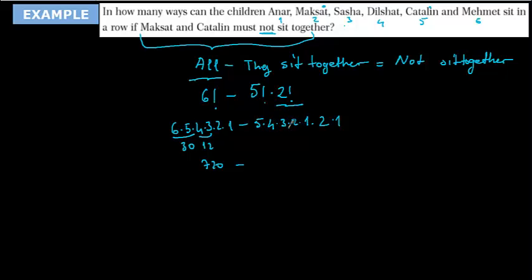105 times 4, 20 times 6, it's equal to 120 times 2, it's equal to 240 different ways they are going to sit together. And in how many different ways they are not going to sit together, it's going to be equal to 720 minus 240, which is equal to 480 different ways they must not sit together.